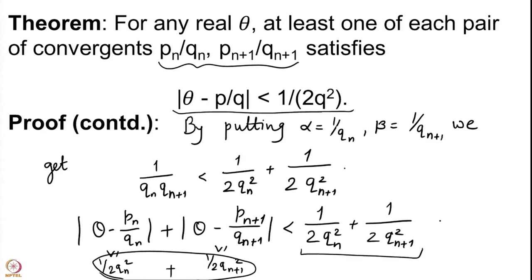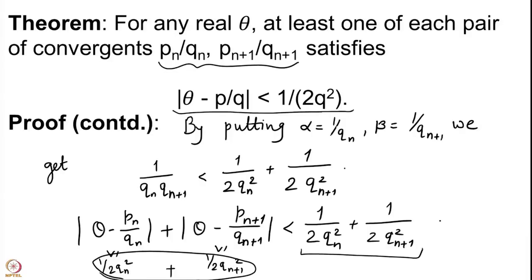So, if you have four numbers and A plus B is less than C plus D, then you should have that A is less than C or B is less than D. If you have A bigger than or equal to C and B bigger than or equal to D, then A plus B is going to be bigger than or equal to C plus D. So, when you have the sum of two positive numbers strictly less than the sum of two other positive numbers, then at least one of the two on the left hand side should be less than at least one of the two on the right hand side. So, this is the inequality that we get, and therefore, at least one of the pair of successive convergents should satisfy this even better inequality.